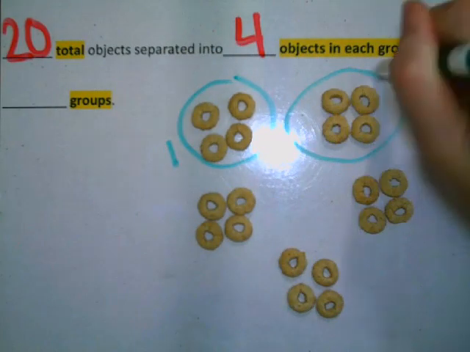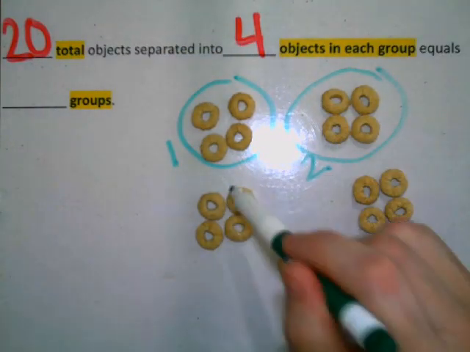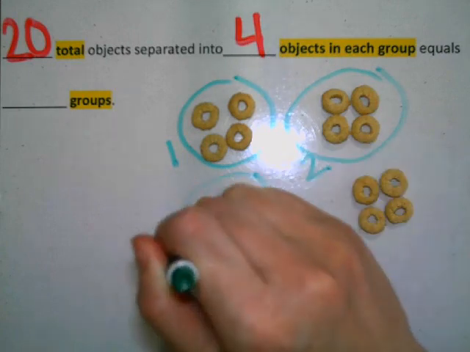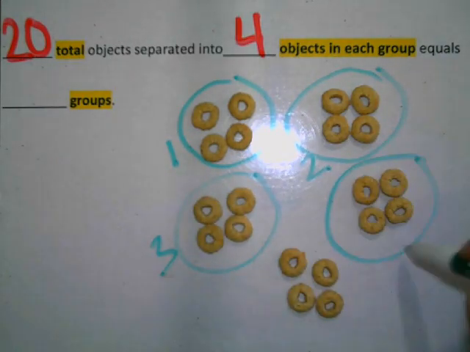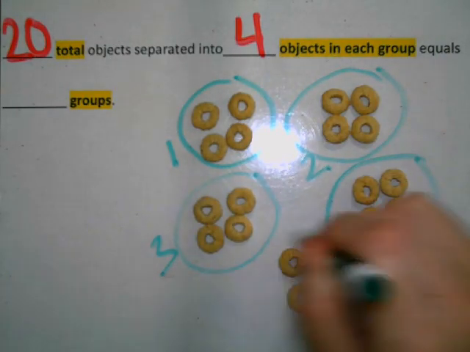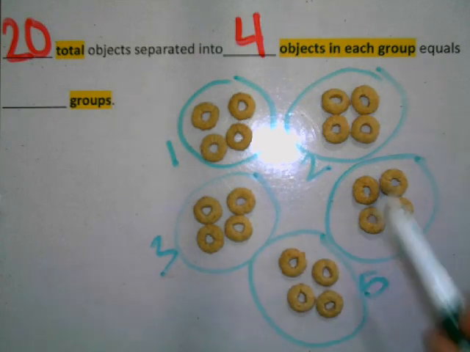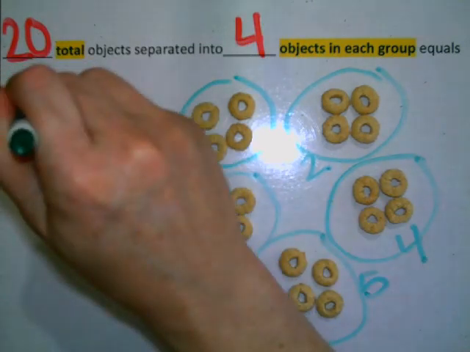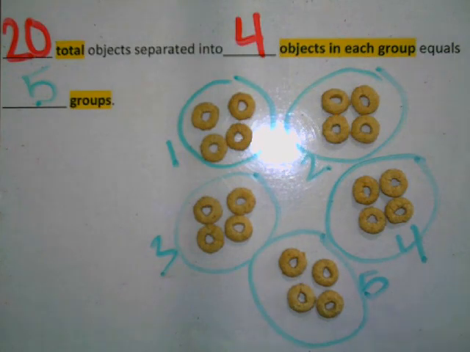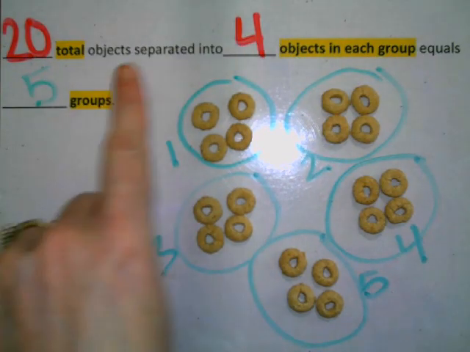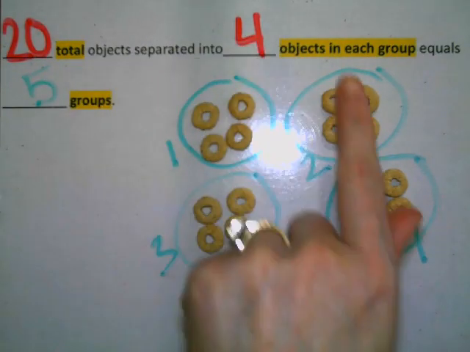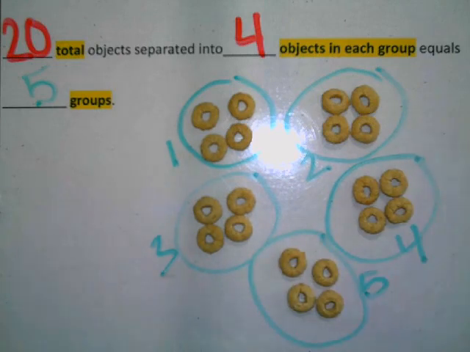1, 2, 3, 4. We made 5 groups of 4. So if I take 20 total objects and separate them into 4 objects in each group, it equals 5 groups. Good job. Let's continue to practice.